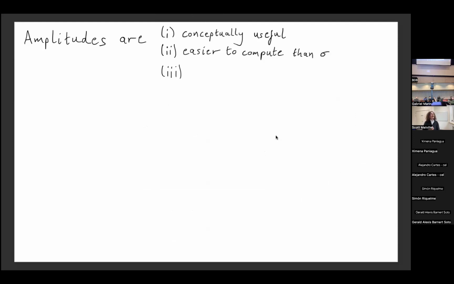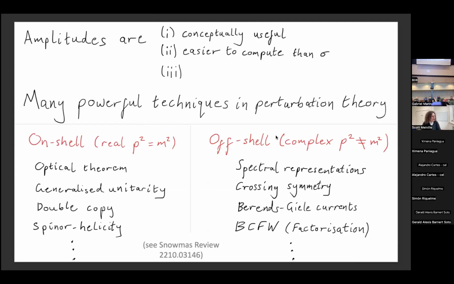Now, the second reason why I would really like an amplitude for cosmology is that we've learned from particle physics that often these amplitudes are much easier to compute than the observable cross-section. Now, one reason that they're easier to compute is that we have many powerful techniques in perturbation theory which work wonders for computing this complex amplitude A. And roughly speaking, they come in two flavors. These techniques are either referred to as on-shell. That means that all of the particles in the scattering process have physical, real values of energy and momentum, such that p squared is equal to their mass, m squared.